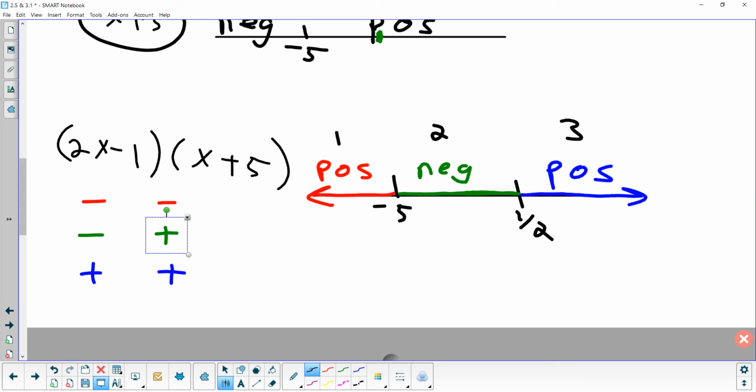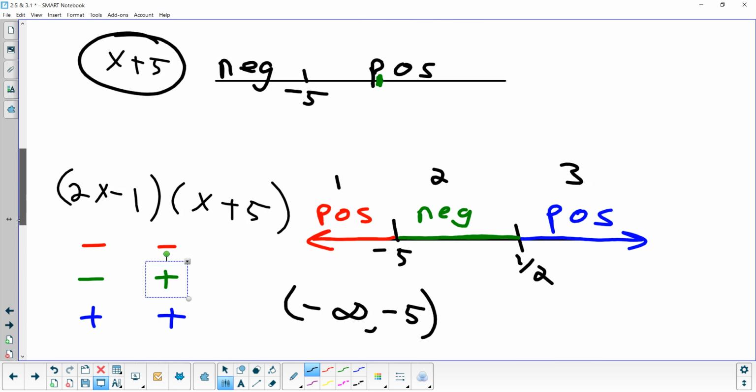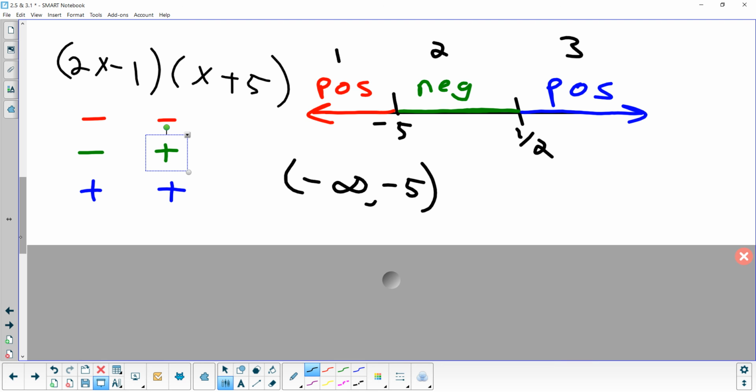Yep, Zach? Negative infinity to -5. Yep, negative infinity up to not including -5. The reason it's not including, there's no equal to. If there was an equal to, I would put a bracket on -5. Or, how do we describe the other section where we are greater than 0, where we get positive results? Yeah, Chris? Positive 1/2 to infinity. And what kind of symbols on that? It would be not including 1/2. What about infinity? Doesn't matter. So from 1/2 to infinity, open interval.